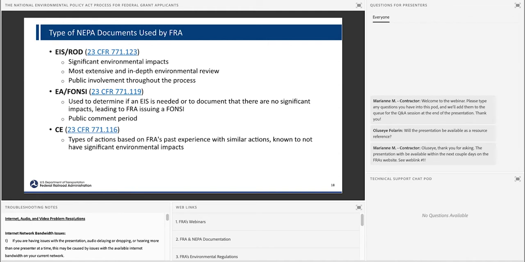Again, the third category of NEPA documents, categorical exclusions, generally represents over 90%. So in our last calendar year, about 90% of the projects that FRA had under environmental review utilized a categorical exclusion. That's why we are focusing more on that today than these other types of environmental documents.